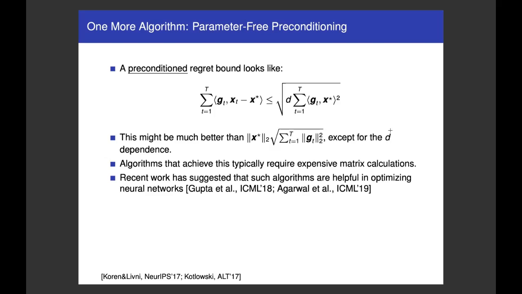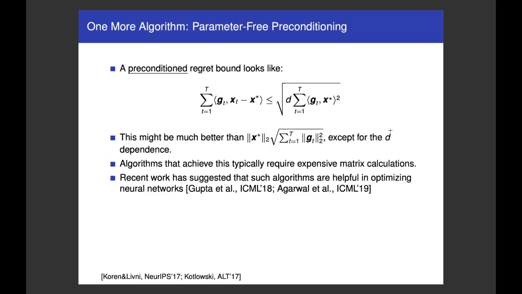However, recent work has suggested that such algorithms are actually helpful in optimizing neural networks. If you ignore the computational complexities of running the algorithm, the iteration complexity can be quite good. And so you can see that it's making better iterates. And so we'd like to be able to make these iterates faster.